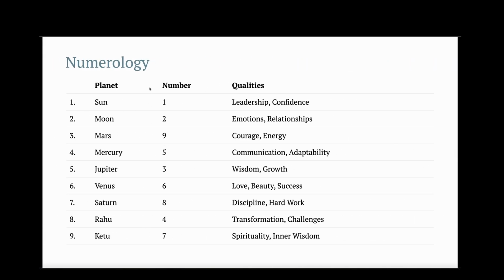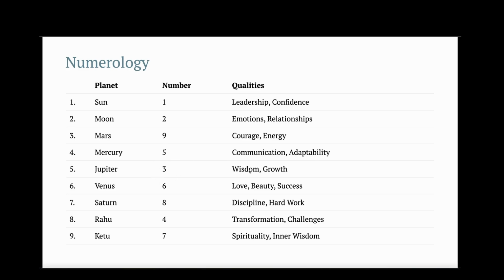Now finally let's look into the numerology aspect of each planet. Sun is associated with number 1, and the qualities of Sun are leadership and confidence. Moon is associated with number 2, and the qualities of Moon are emotions and relationships. Mars number 9, and the qualities are courage and energy. Mercury number 5, qualities are communication and adaptability.